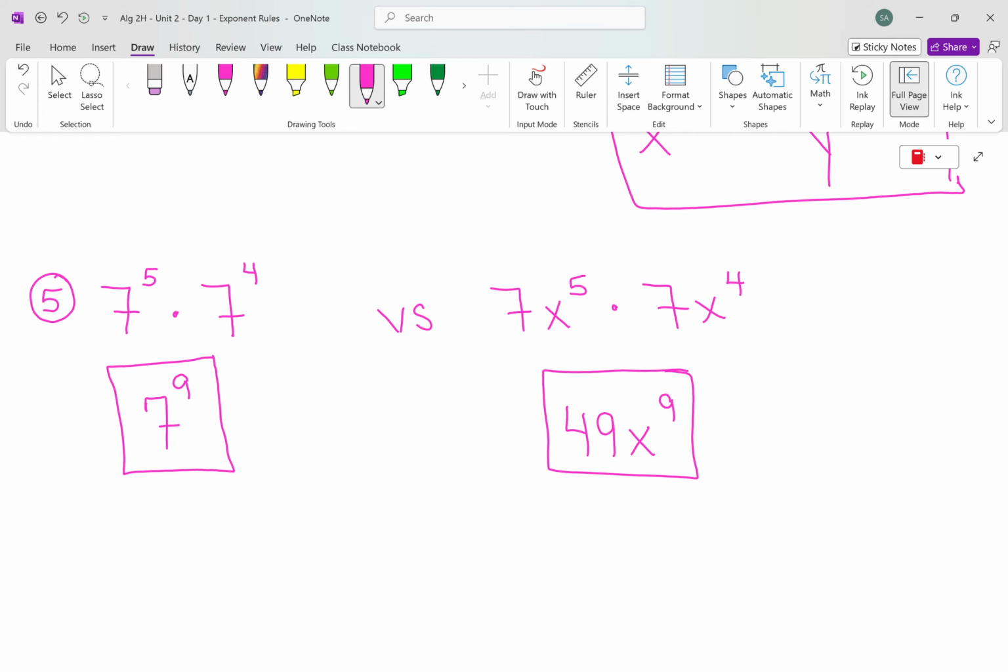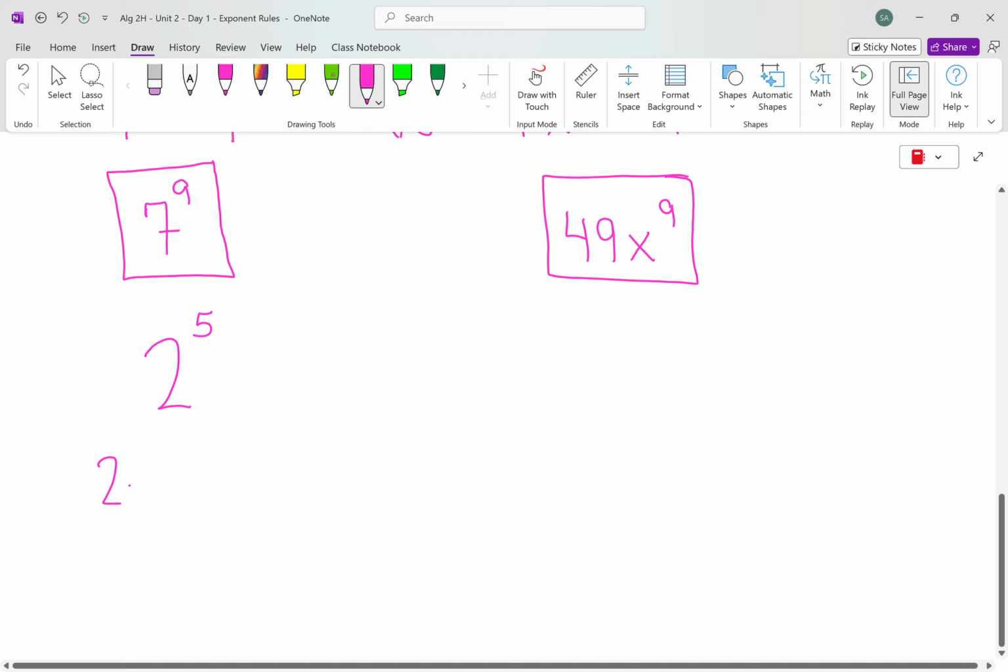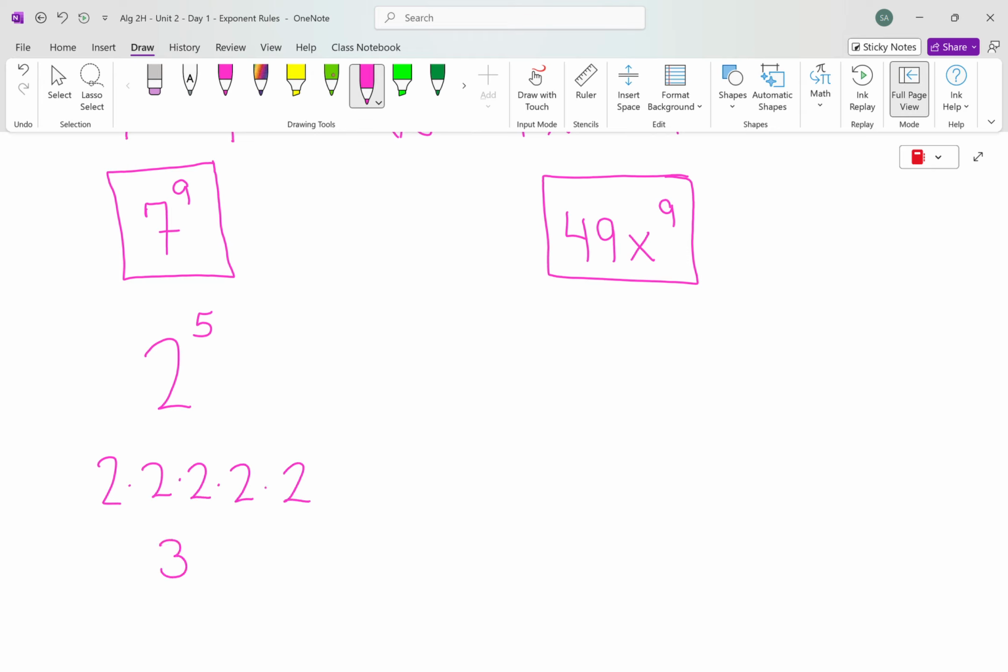So you said if it's lower than 5, then you would multiply it out. 5 or lower, you multiply it out. Let's say, pick an easy number, 2 to the 5th power, it would be 2 times 2 times 2 times 2 times 2, which is 32. That's what I mean, multiply it out.